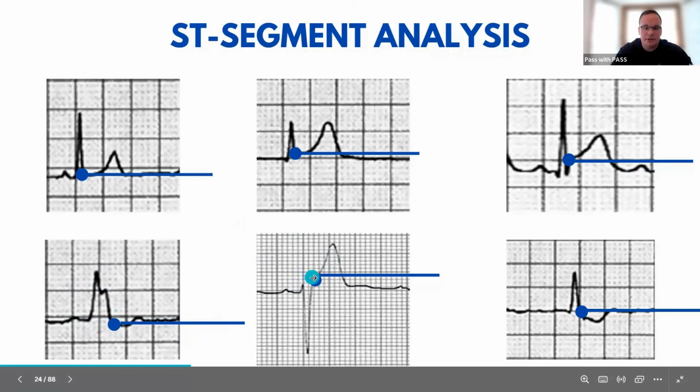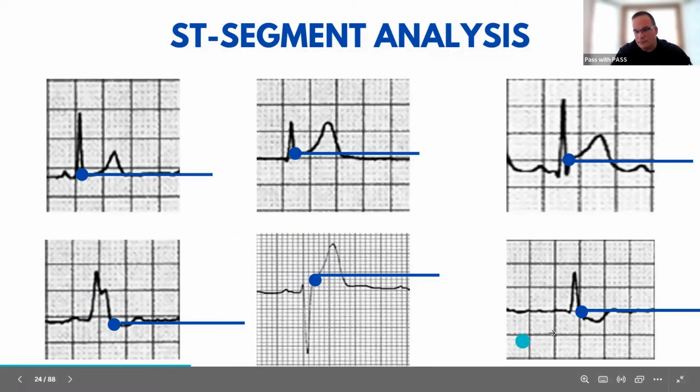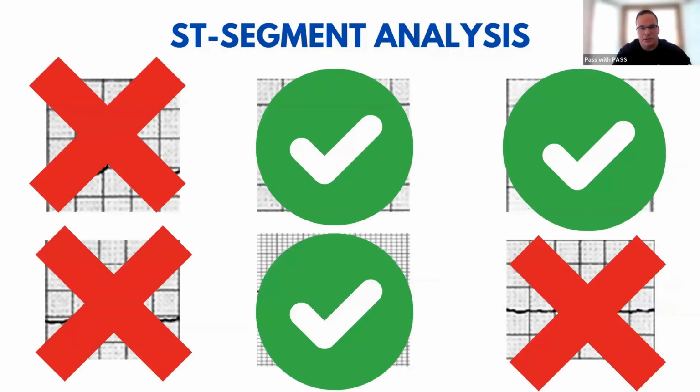My 5th picture, my J point, again, right in the middle of this blue dot. If I draw a straight line over, I have several millimeters of elevation. And my last picture, my J point's here, and I draw my straight line over to look at my TP segment. I'm isoelectric, so I don't have elevation there.